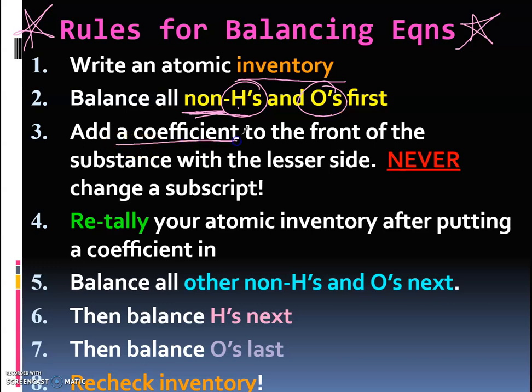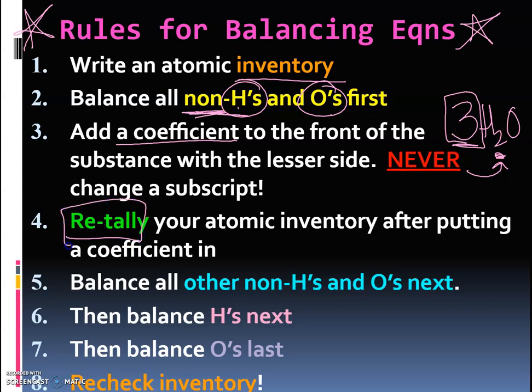You add a coefficient. Remember, the coefficient is the number out in front. You are never going to change this subscript here. The subscript is that little number that changes the actual identity. You are only changing it by writing an actual number right there. When you do that, it retallies because this 3 distributes to everything behind it. So you have to adjust your inventory as you go.